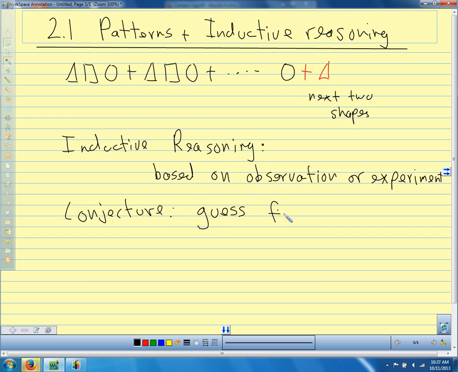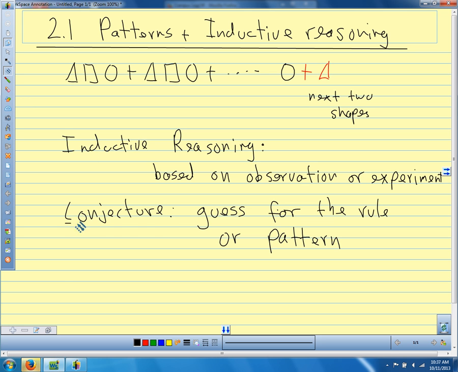So I'm going to say our guess for the rule or pattern. Our conjecture is something that we think is true based on inductive reasoning. So we made a conjecture. We said our conjecture is this pattern is going to continue to repeat. So based on our inductive reasoning, we would say that the next two shapes would be a plus and a triangle.